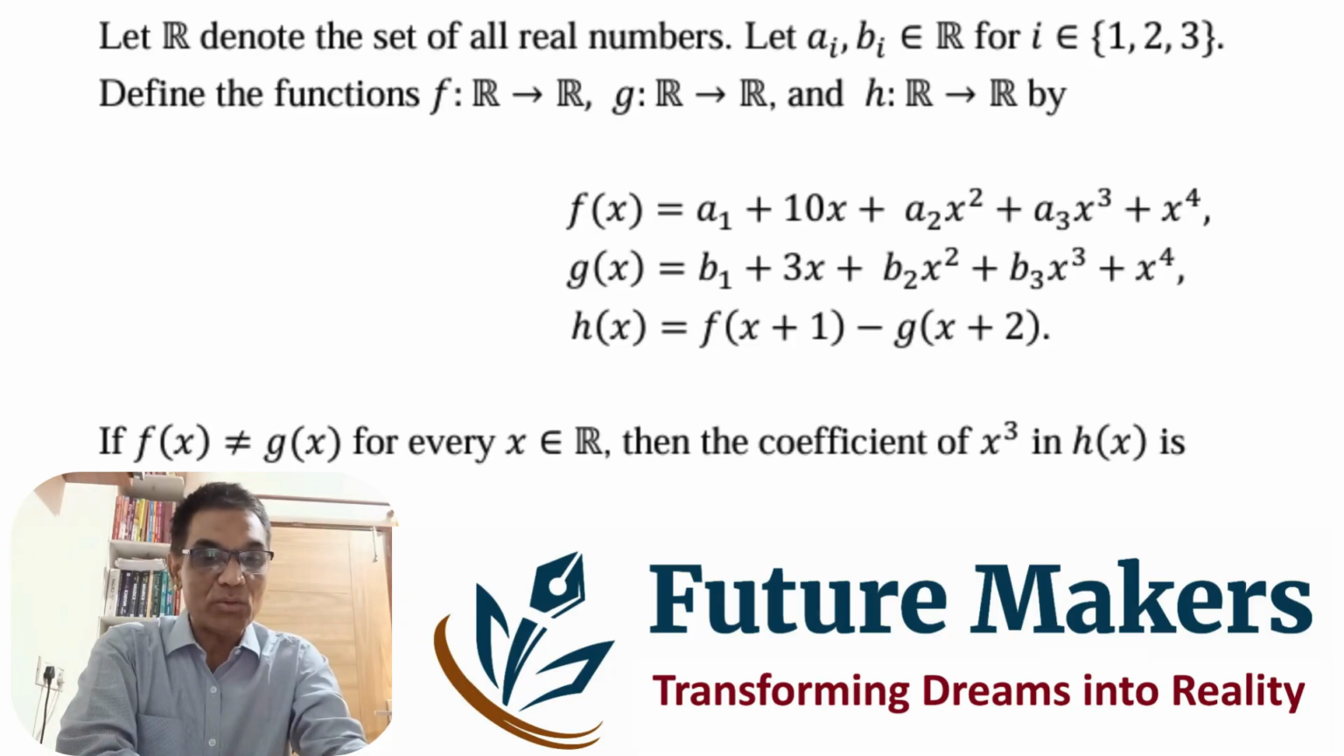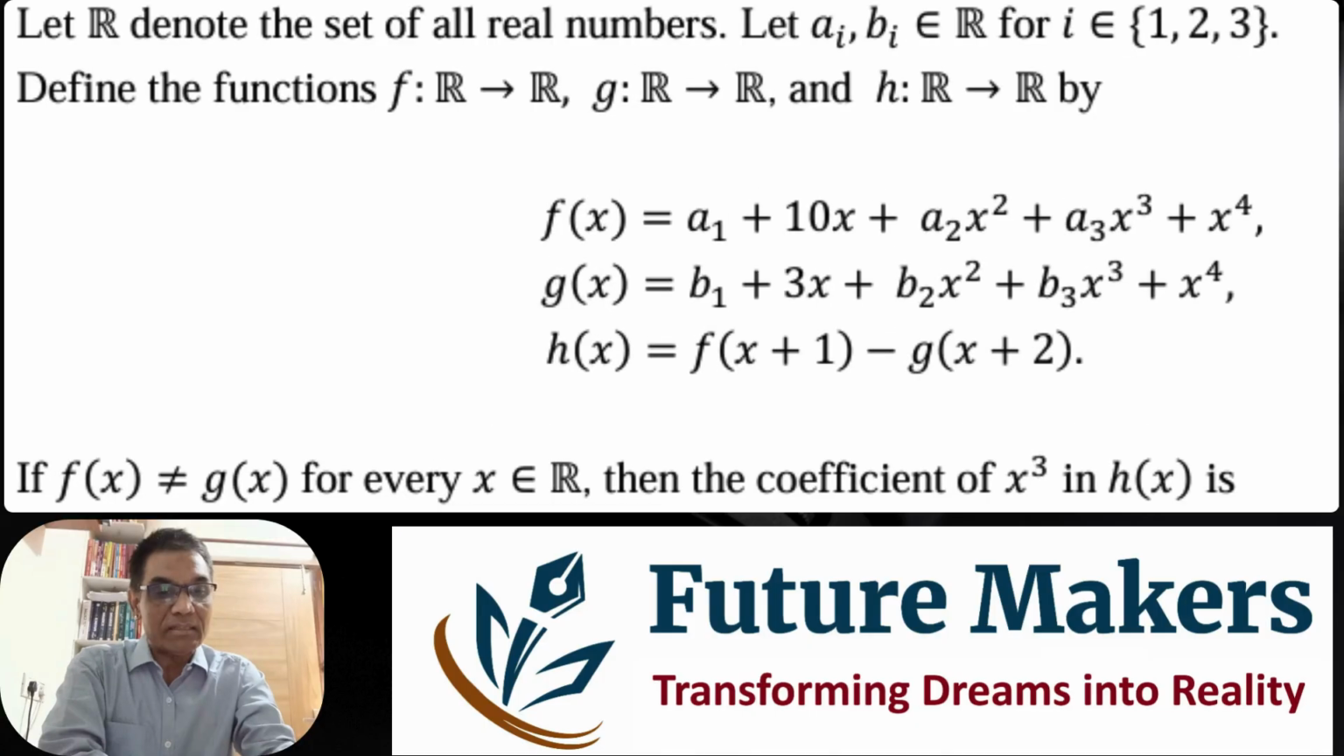Let R denote the set of all real numbers. f of x equals a1 plus 10x plus a2 x square plus a3 x cube plus x^4. Similarly, g of x is given by b1 plus 3x plus b2 x square plus b3 x cube plus x^4. h of x equals f of x plus 1 minus g of x plus 2.